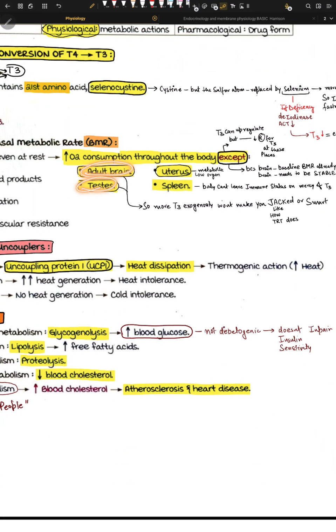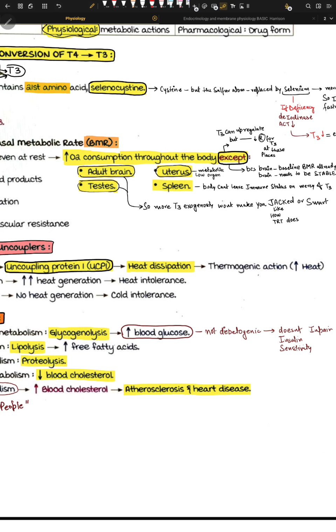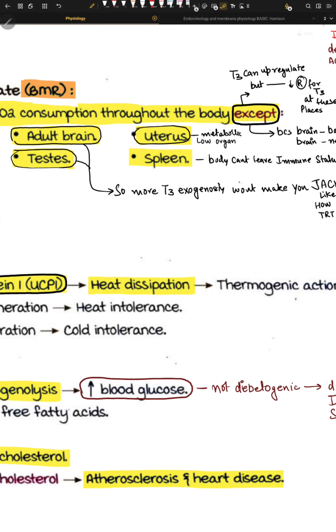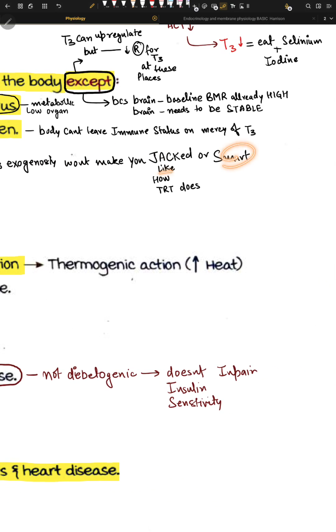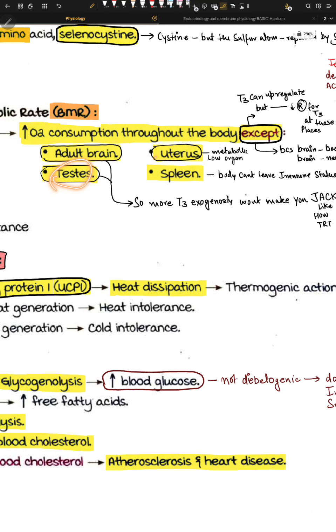We know in testes, if we take T3, there's no effect gonna happen. Why? So that more T3 exogenously won't make you jacked or smart, right? Like how TRT works. It's not testosterone replacement therapy, it's T3. So testes, they are not gonna work. On uterus, nothing's gonna work. Why? Because they're metabolically low. They don't need a lot of blood supply, but they just need a lot of blood supply when you have periods, when you have bleeding in the endometrium.